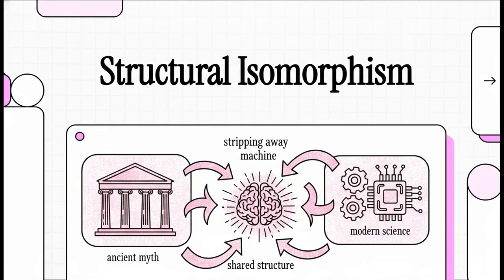You ever get that feeling that you've heard a story before, even if the details are completely different? Well, today we're diving into a really powerful concept called structural isomorphism. It's basically a method for seeing the hidden connections between things that seem like total opposites, like, say, ancient myth and modern science. It's all about stripping away the surface noise to see they're talking about the exact same thing.